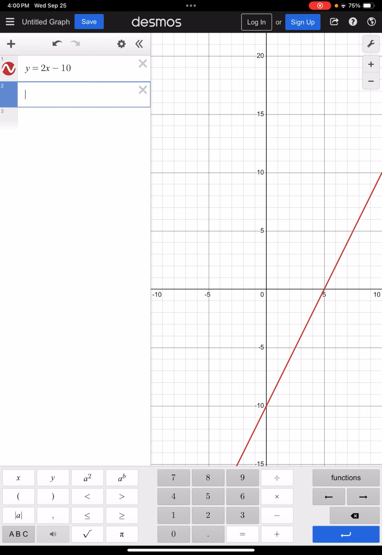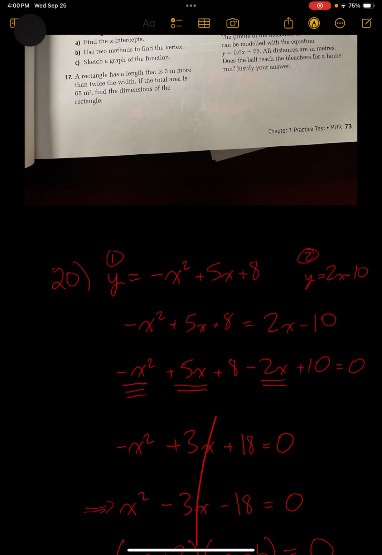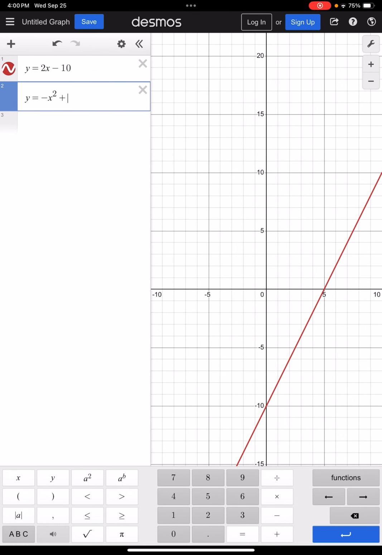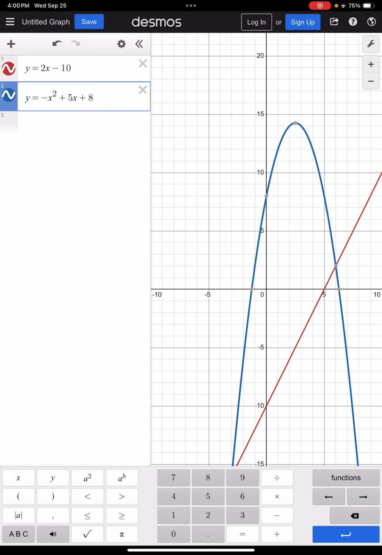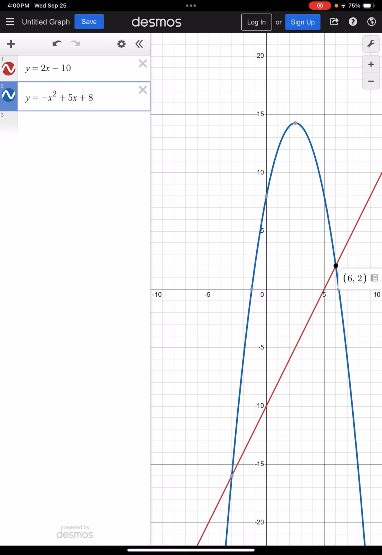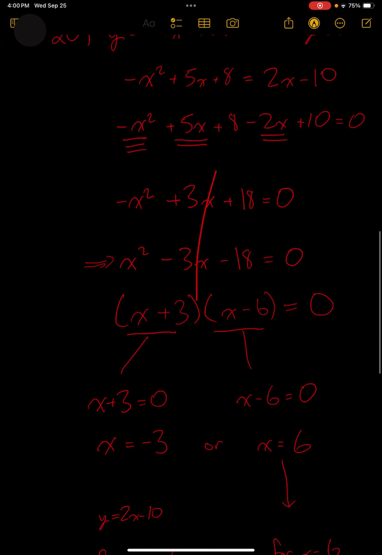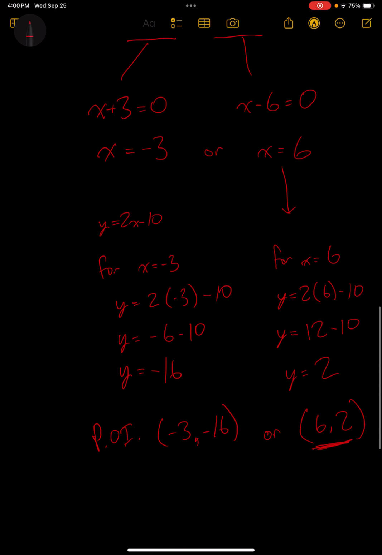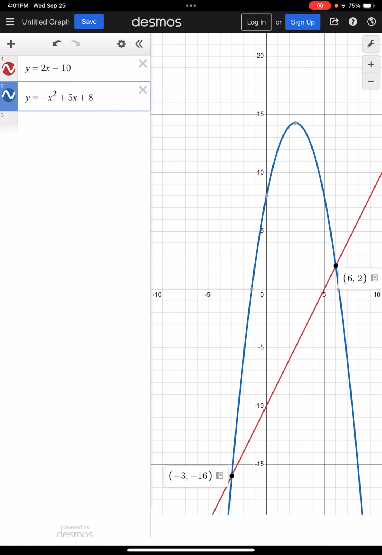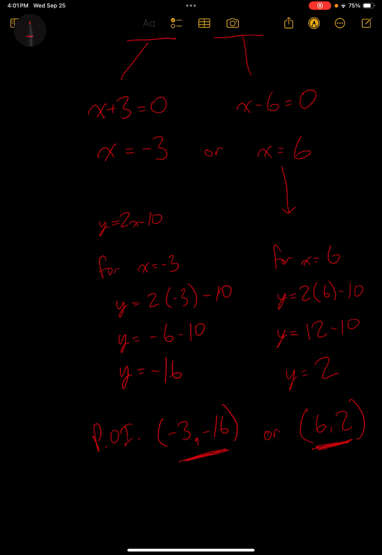And we also have y equals minus x squared plus 5x plus 8. And I have a point of intersection at 6, 2. Is that one of my answers? It is. And I have a point of intersection at minus 3, minus 16. That's one of my answers. So you can always check your work on graphing software.